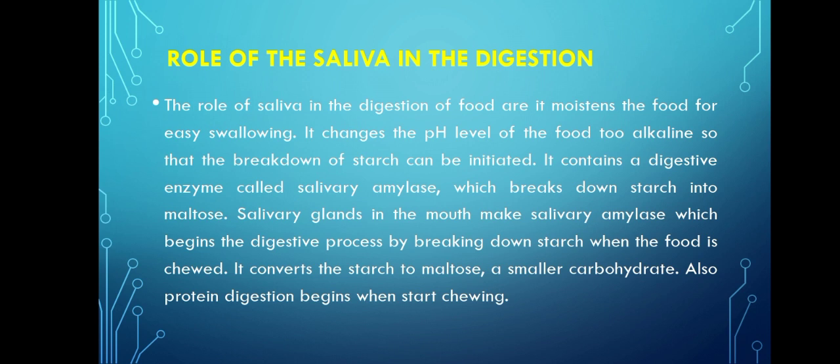It changes the pH level of the food to alkaline so that the breakdown of starch can be initiated. It contains a digestive enzyme called salivary amylase, which breaks down starch into maltose. Salivary glands in the mouth make salivary amylase, which begins the digestive process by breaking down starch when the food is chewed. It converts the starch to maltose, a smaller carbohydrate. Also, protein digestion begins when you start chewing.